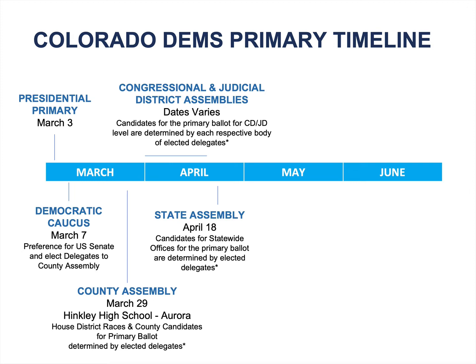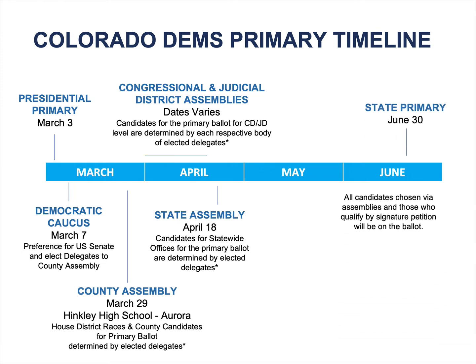After the state assembly, all the candidates who are going through the caucus and assembly process will have their determination for the ballot decided. On June 30th, we will vote for all the candidates chosen via assemblies and those who qualify by signature petition on the ballot.